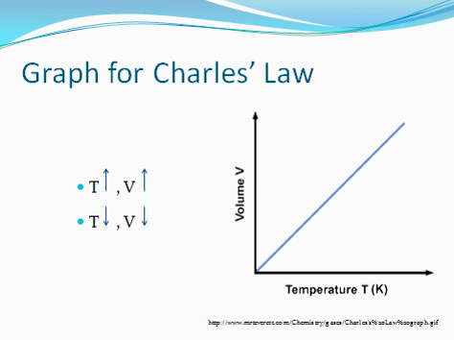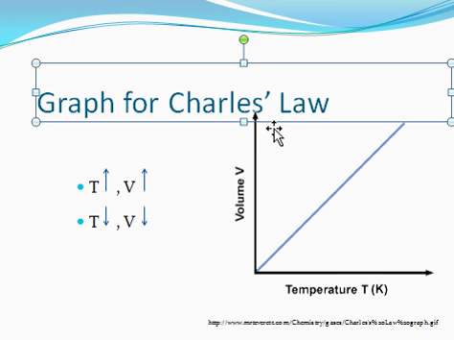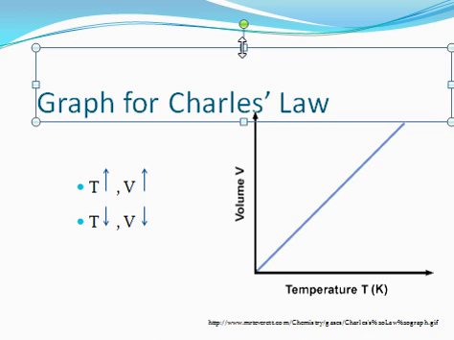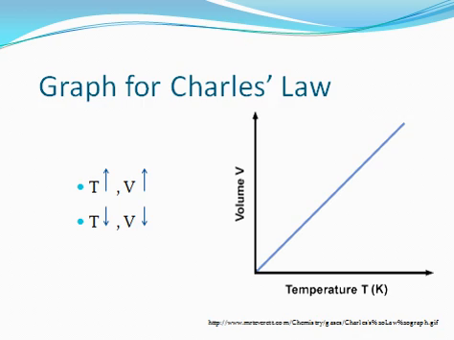This is a depiction of what the relationship of Charles' law would look like. This is a direct relationship. So as the temperature is increasing, if you look at your graph, to the right, at a high temperature value, the volume is also high. So this is direct. As one goes up, the other one also goes up. As one goes down, the other one goes down.